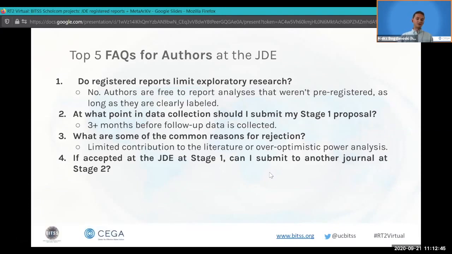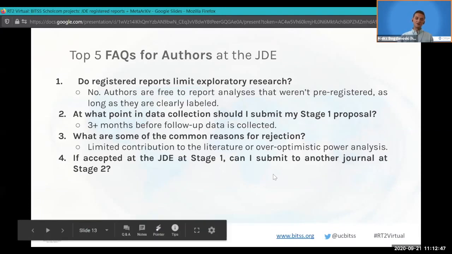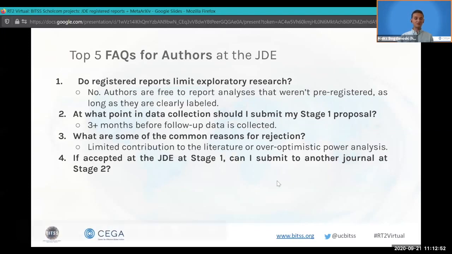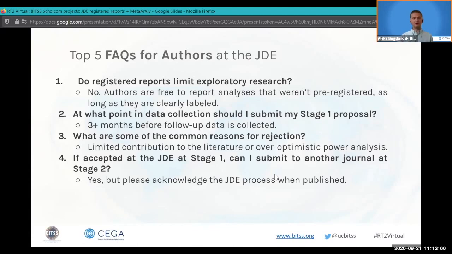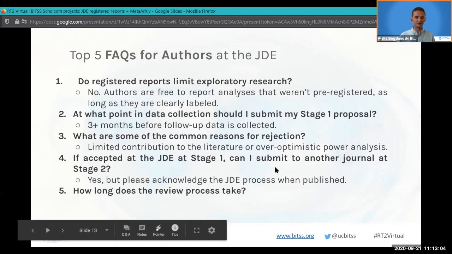Another question that we received was whether authors can submit to a different journal after being granted in-principle acceptance at the JDE. Yes, a resounding yes, as long as you acknowledge that your work underwent peer review with the JDE and it was accepted as part of the pre-results review process.